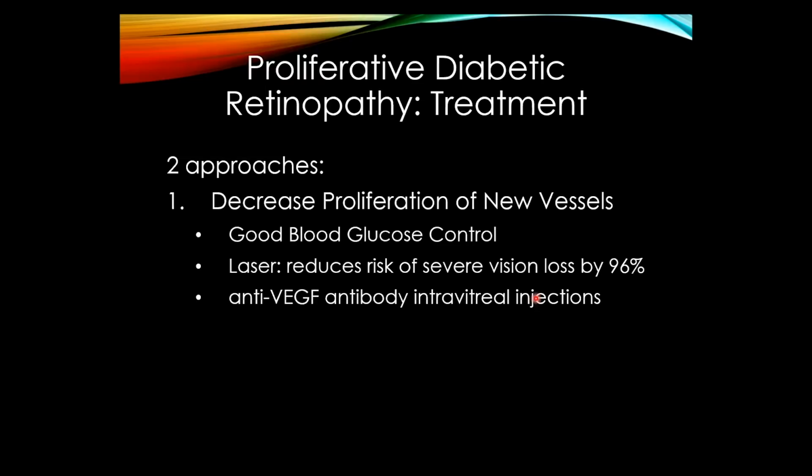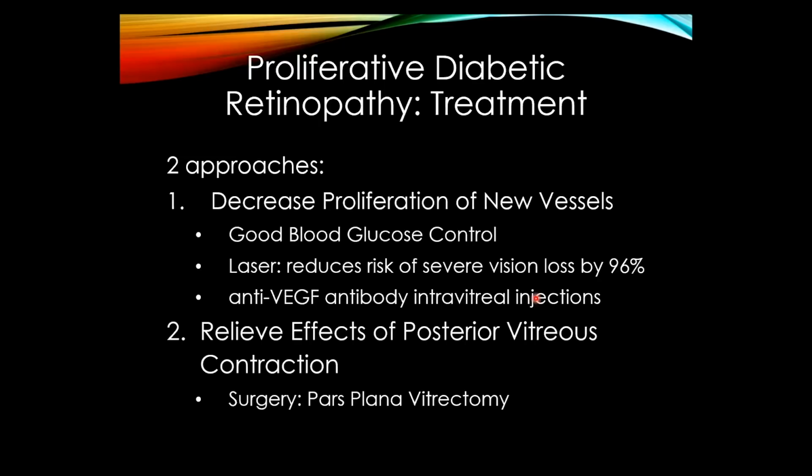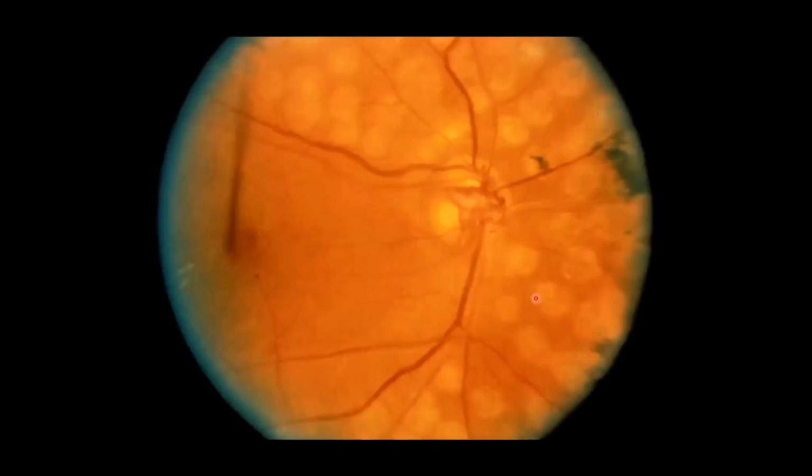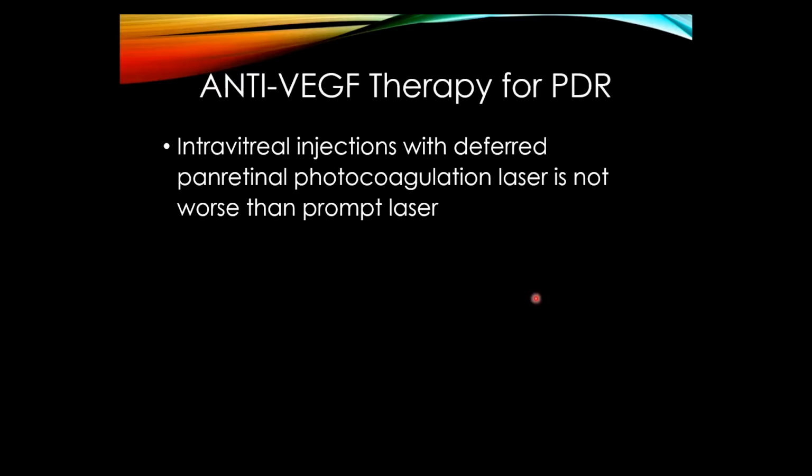And then finally, we can use these anti-VEGF antibodies that Dr. Neuwelt was describing. When there's traction on the retina, we have to do surgery, as I showed you before. So here again is a patient who has had some laser to try and calm down some of those abnormal blood vessels. We can use antibodies, which Dr. Neuwelt described, injected into the eye, have been shown to be as effective as just laser. They're no worse than starting with laser.